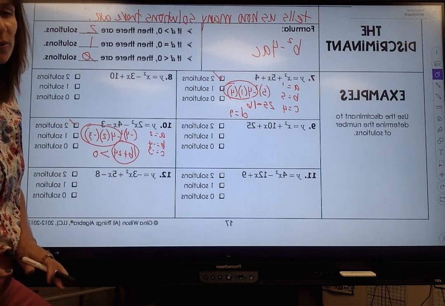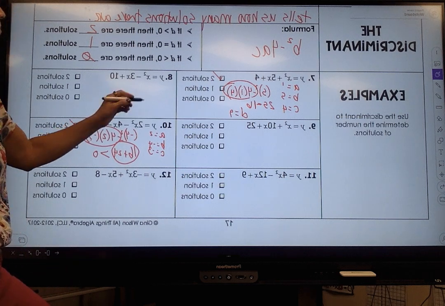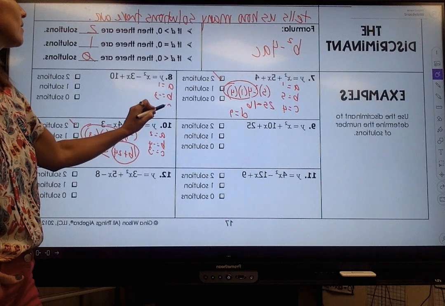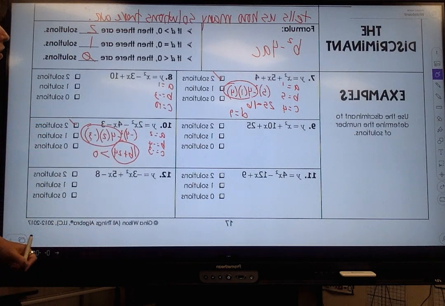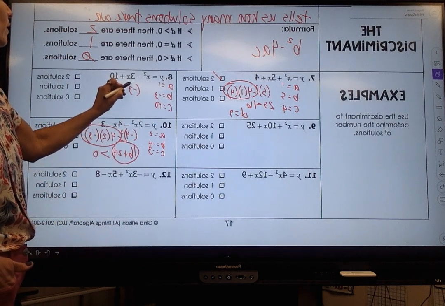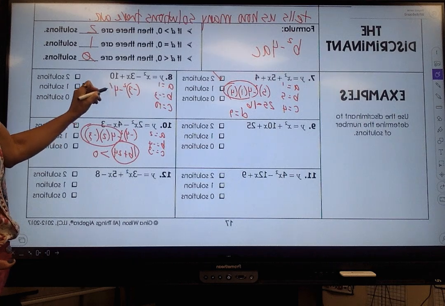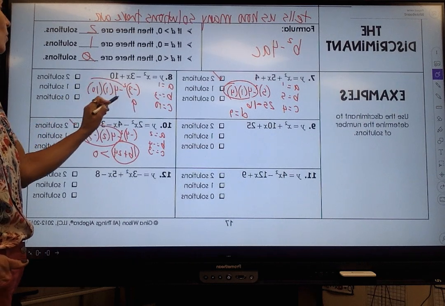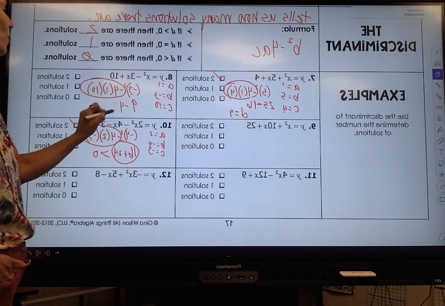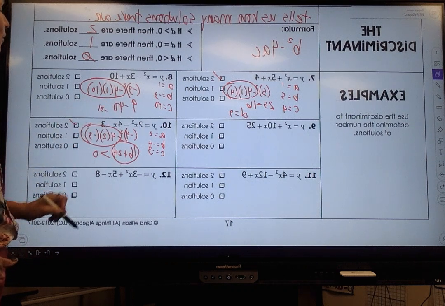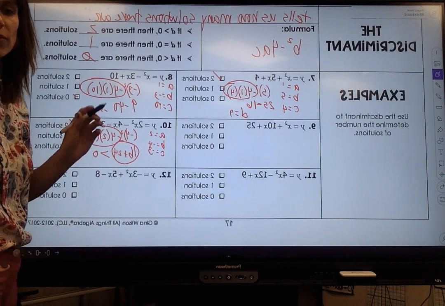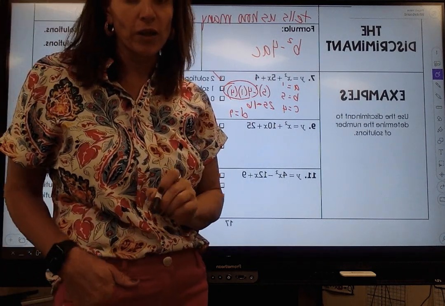Okay, we are going to do another one together. I lied to you. We're going to do number 8. So I identify A equals 1, B equals negative 3, C equals 10. So B squared, negative 3 squared, is 9, minus 4 times A times C. One big multiplication problem is negative 40. That's going to give me a negative 31. That's going to give me less than 0. That's going to give me 0 solutions. So that's the discriminant. If you're struggling, come see me.